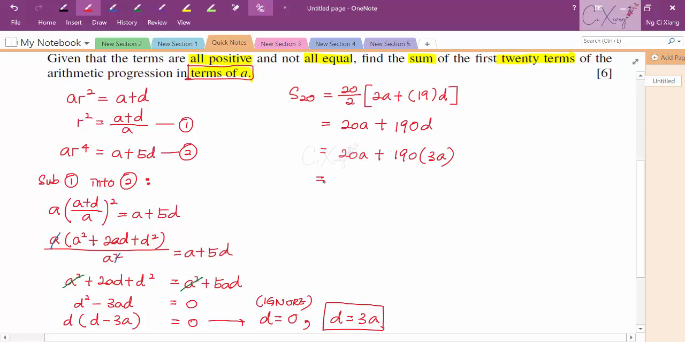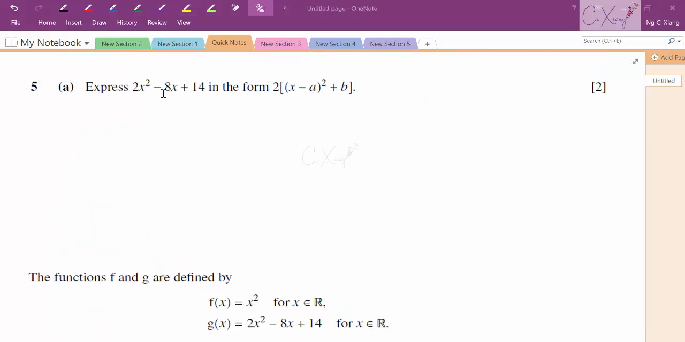Alright, so from here you can try to add everything together and you should have 598. Therefore, you can see that my final answer, S20, the sum of the first 20 terms, is equal to 598, which fulfills the request of the question. The question wants us to have the answer in terms of A only. Therefore, our final answer should be 598.